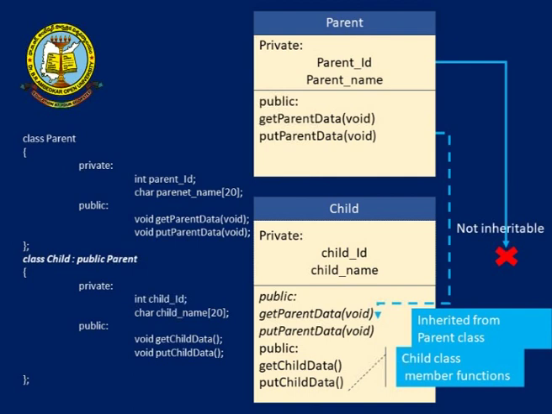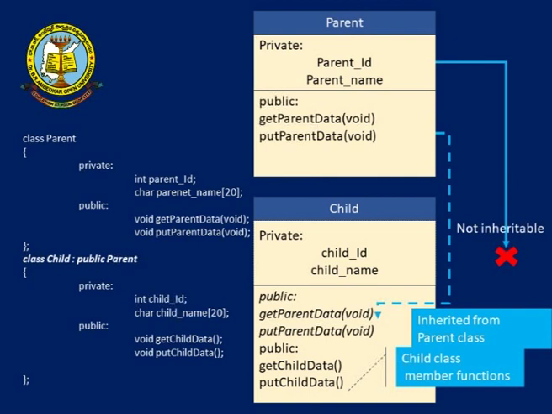features of the parent class in the child class, and you can see them in the image. The inherited members from the parent class are getParentData and putParentData. They are actually inherited from the parent class itself because they are public members. They can automatically be inherited into the child class. Apart from the inherited members, the child class also has its own member functions, getChildData and putChildData. They are its own members.